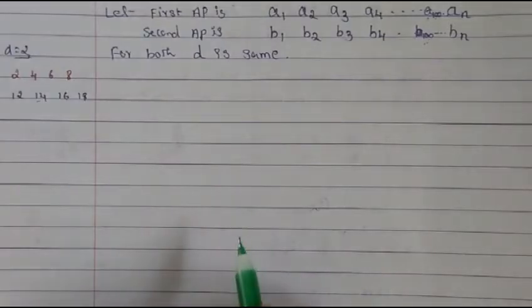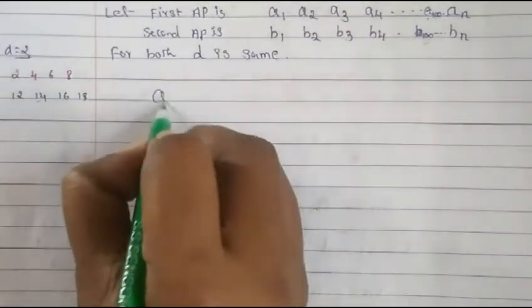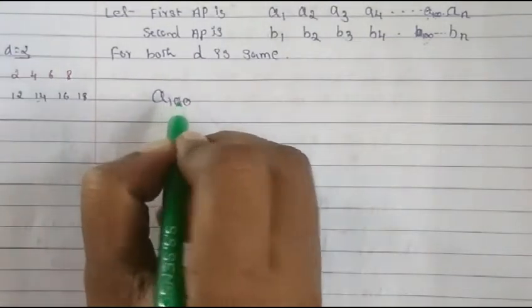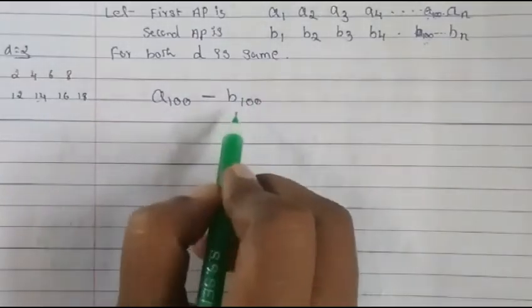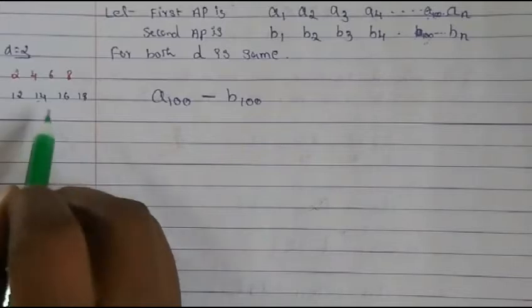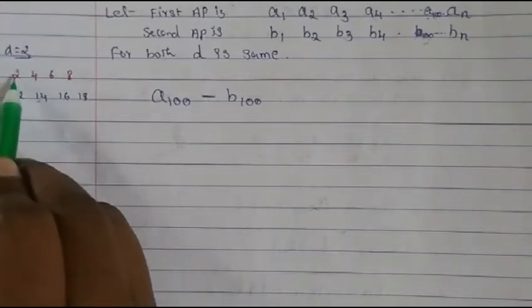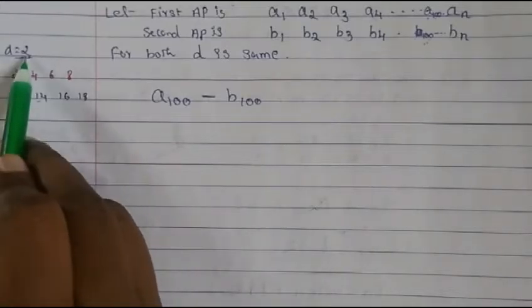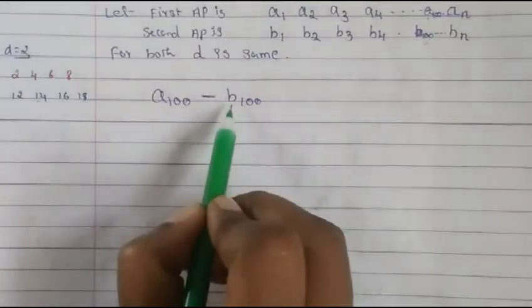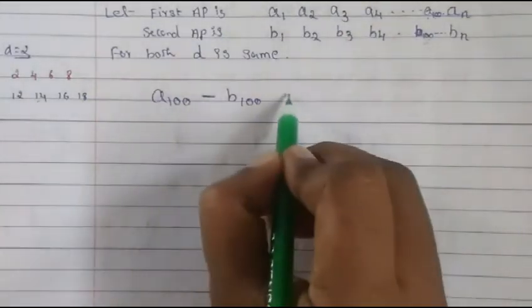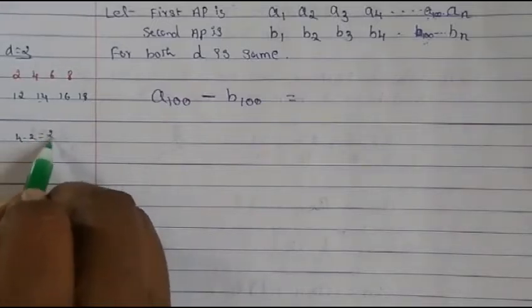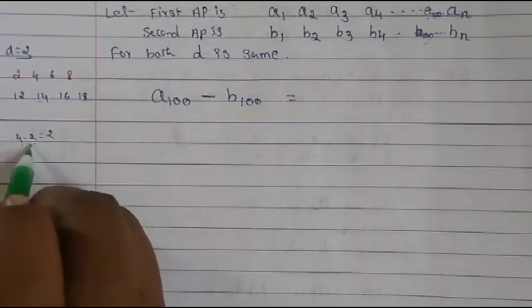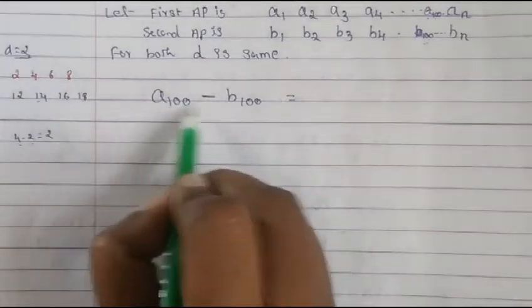Let's prove that A100 minus B100. Because we want to know the difference, and how will we know? We have to subtract. If you want to know the difference, 4 minus 2 tells us the difference. In the same way, we have to subtract. If you subtract, we will come to know the difference. For example, 4 minus 2 gives us 2. That's how we know the difference between them is 2.